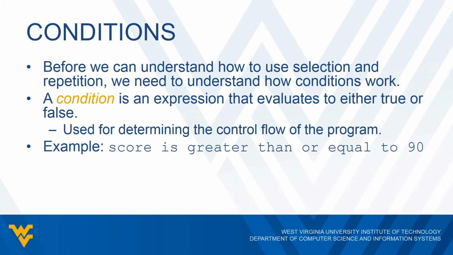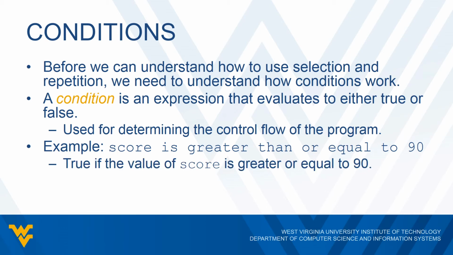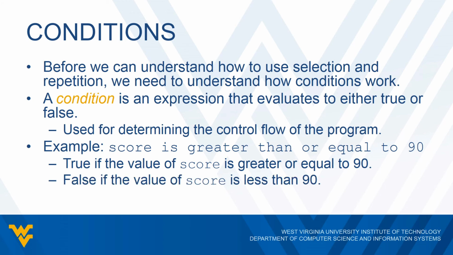So let's take a look at an example. So here's a statement: score is greater than or equal to 90. So this will be our condition. And what we're saying here is if the value of our score is greater than or equal to 90, then this condition is going to be true. And if our score is strictly less than 90, then this condition would be false.